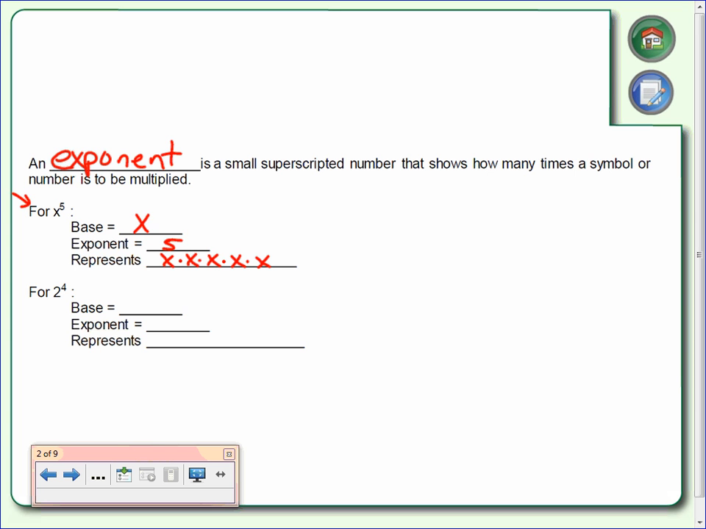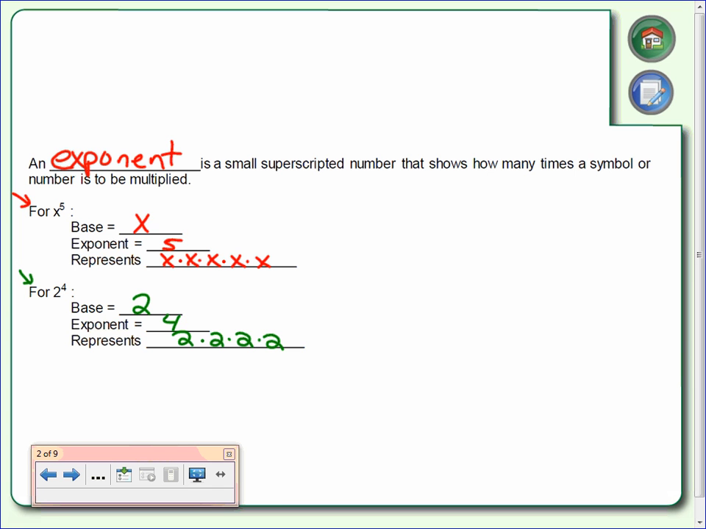Take a look at the next one. Here we have 2 to the 4th power. Which of those numbers would be considered the base? 2. It's the big number. The exponent would be the 4, the small number on the top right-hand corner. Now, what exactly does 2 to the 4th power mean? It means 2 times 2 times 2 times 2. We're multiplying 2 by itself 4 different times.